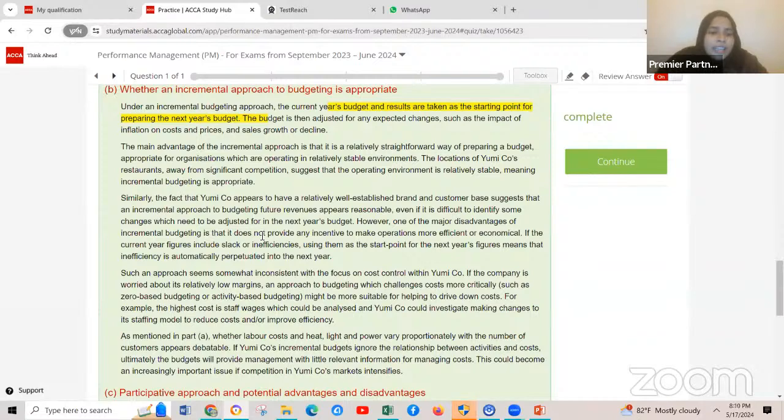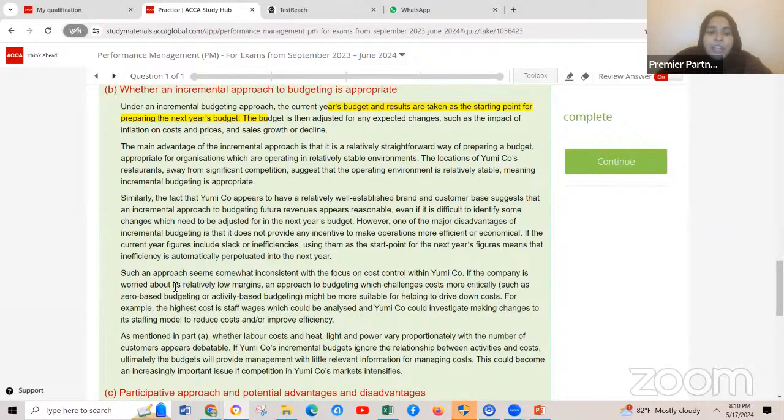So if last year had any slack and inefficiency, using them as the start point means that inefficiency is automatically perpetuated into the next year as well. You're taking the past inefficiencies into the future. Such an approach seems somewhat inconsistent with the focus on cost control within Yumiko.